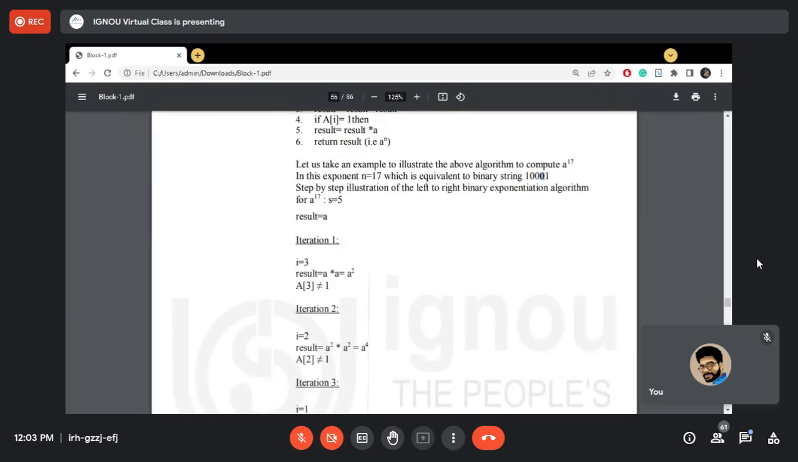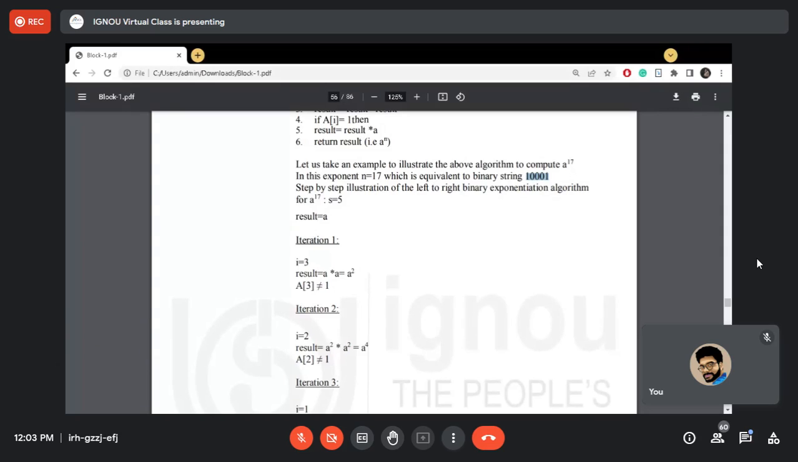That means result is equal to result into result, that means A into A. We got A square here. Now we have to check whether the value at index I is equal to 1. The I value is 3. In the third index, counting 0, 1, 2, 3, the value is not equal to 1. That means we have to decrement the I value.